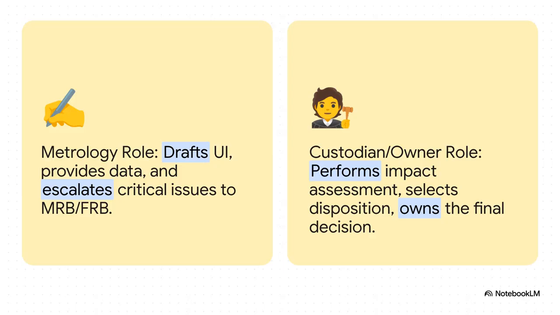This slide really lays out the two sides of the coin perfectly. It shows the separation of duties. Our role in metrology: we draft the UI with all the data. We provide technical support. We escalate the really critical stuff to the material review board or failure review board. The custodian's role: they assess the hardware impact, they choose the disposition, and they own that final decision. Let me put it simply: we inform, they decide.